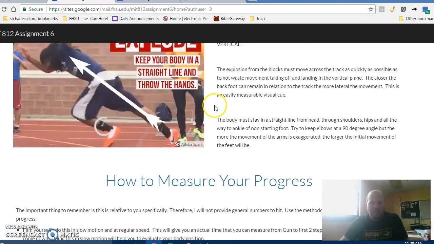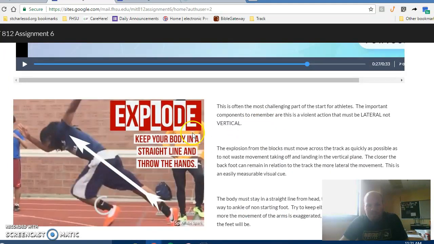And then here is a picture that I created with Adobe Spark. It's got that same explode picture, but it's got diagrams on it. It's got some little cuteness about it. The main point, obviously it's called explode, but the main point is keep your body in a straight line and throw the hands. And then this is a visualization of what that straight line is, so that when I go to a kid and say make sure that we're in straight line position, they understand to what I'm referring.